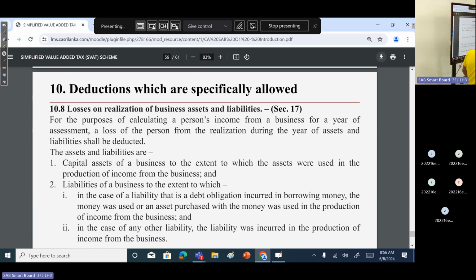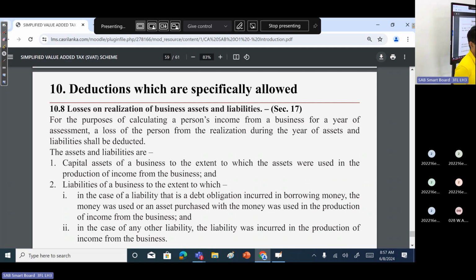This is section 17, so then we finish all the special areas we need to discuss. It says, for the purpose of calculating personal income from a business for a year of assessment, a loss of a person from the realization during the year of assessment of assets and liabilities shall be deducted. Previously under section 16 we discussed depreciable assets used in the business. In such depreciable assets, at the point of disposal, if there is any gain or loss, we have to work it out separately, or the tax arrangement needs to be done separately.